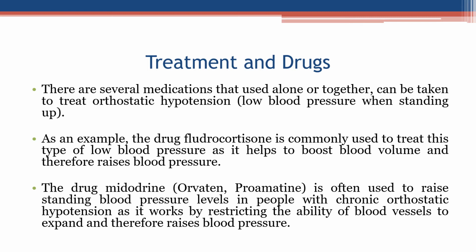As an example, the drug fludrocortisone is commonly used to treat this type of low blood pressure as it helps to boost blood volume and therefore raises blood pressure. The drug midodrine (Orvaten, ProAmatine) is often used to raise standing blood pressure levels in people with chronic orthostatic hypotension, as it works by restricting the ability of blood vessels to expand and therefore raises blood pressure.